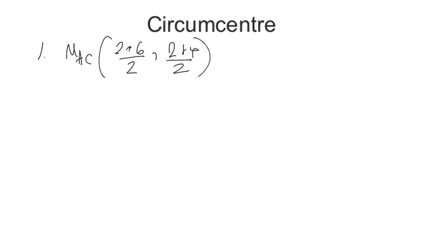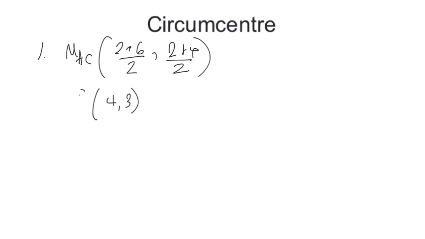Okay, so the very first thing that I'm going to do is find the perpendicular bisector of AC. So the first thing I need is the midpoint of AC. And for that I use my midpoint formula, which in this case is 2 plus 6 divided by 2 and 2 plus 4 divided by 2, which gives me 4, 3. Okay, so there's the midpoint of AC.